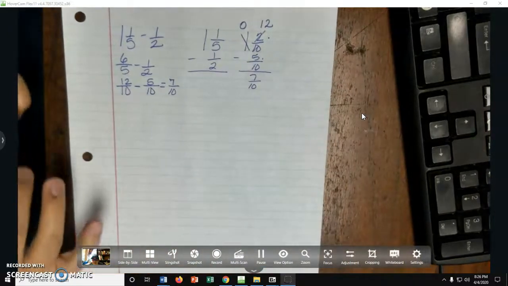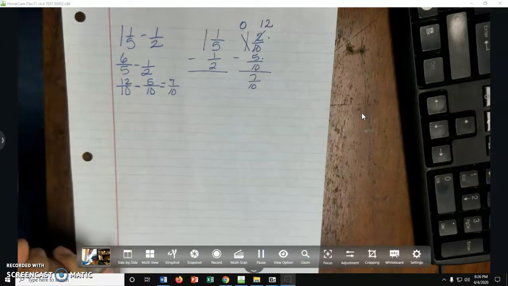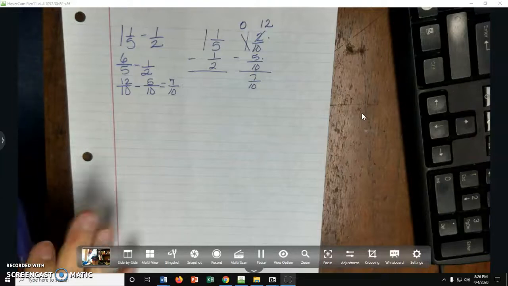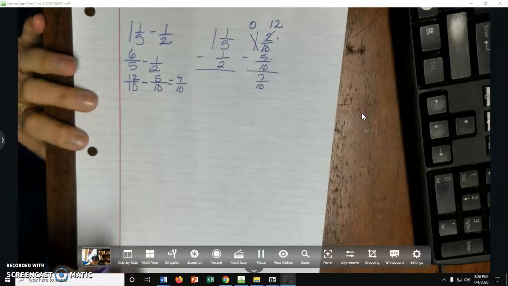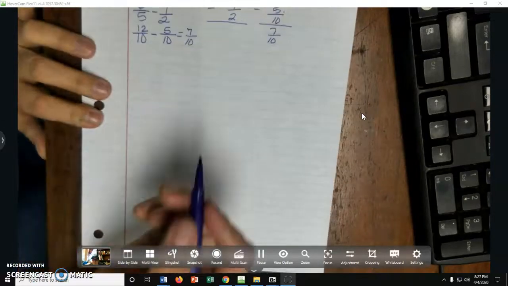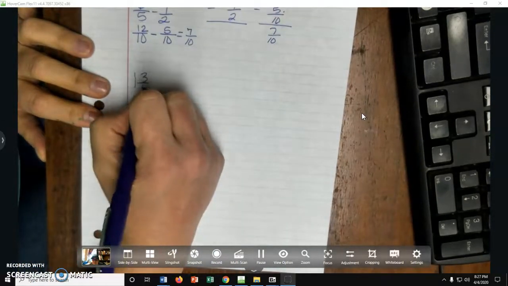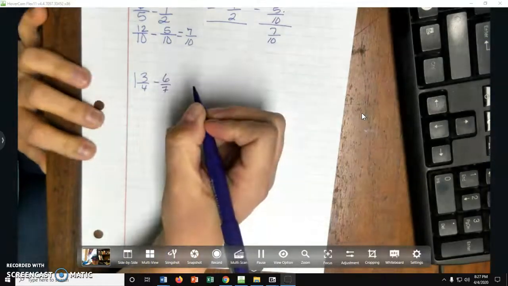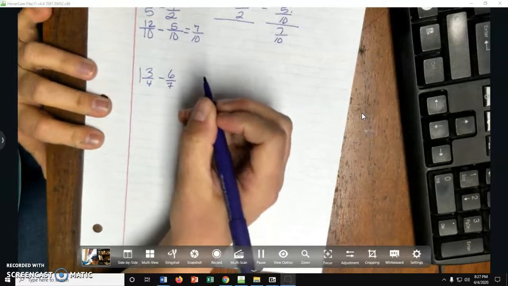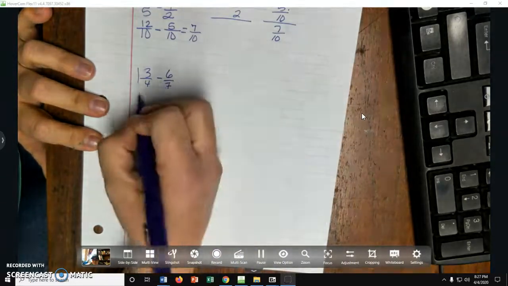You can go ahead and draw your diagrams and number lines on this. Nothing is changing in that regard. All right, let's go ahead and do another problem. 1 3/4, take 6/7 away. I'll go ahead and show you one of the other methods on this one.